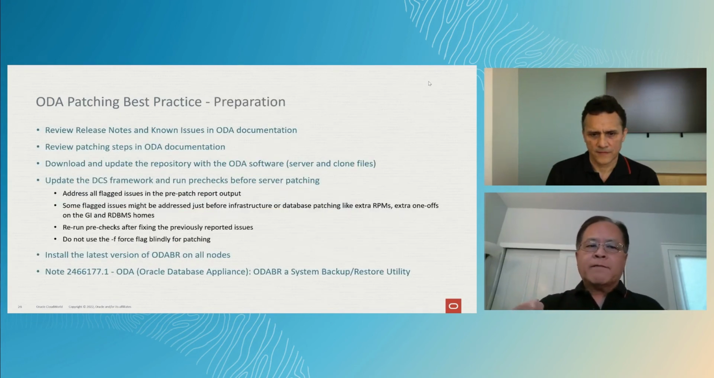In terms of preparing for ODA patching, we want you to review the latest release notes and the known issues and workarounds in the ODA documentation, and then also review patching steps in the ODA documentation. And of course, download and update the repository with ODA software before you actually start the patching process. Then run the pre-check before you patch the server, and install the latest version of the ODA backup and recovery, or ODA BR, utility on all the nodes. And we have a MOS note that documents how to run this utility.